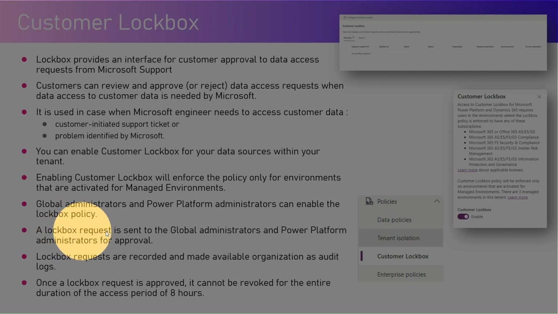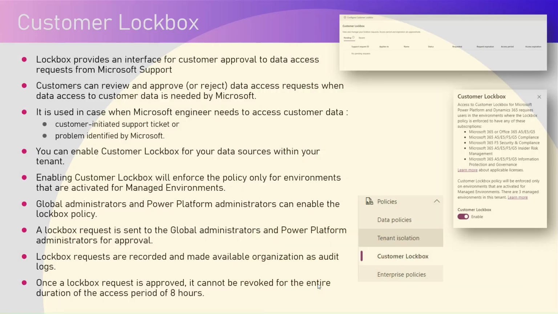A lockbox request is basically sent to the global administrator and Power Platform administrator for approval. The lockbox requests are recorded and made available to organization as audit logs. Once the lockbox request is approved, it cannot be revoked for the entire duration of the access period of 8 hours. This is the point to be noted because you cannot just approve the request and then try to revoke it back. It gets locked for at least an 8 hour period of time.